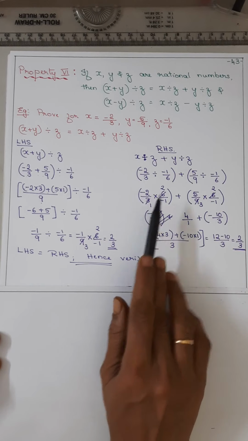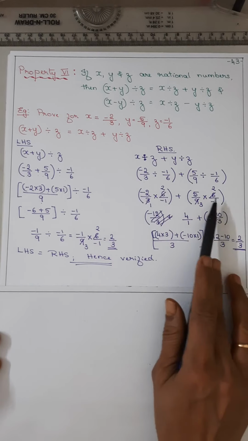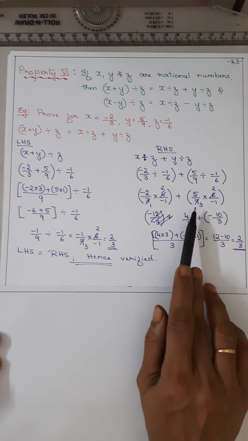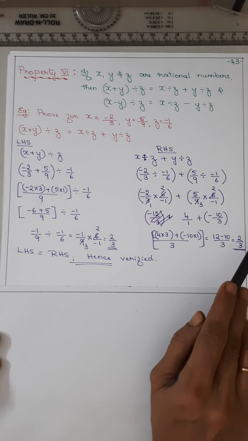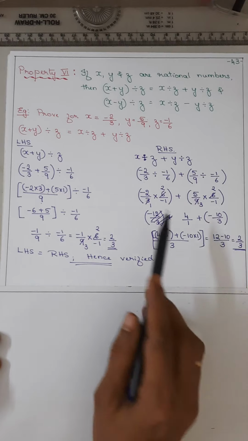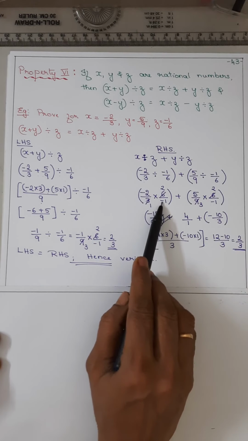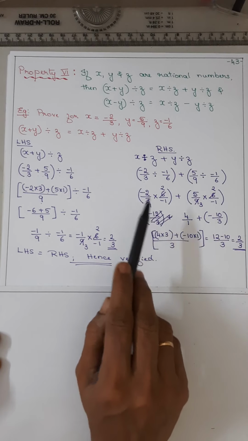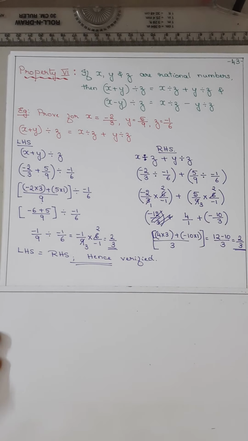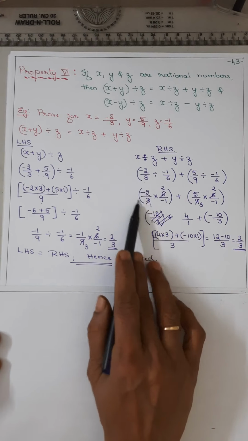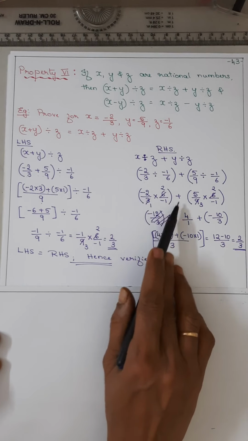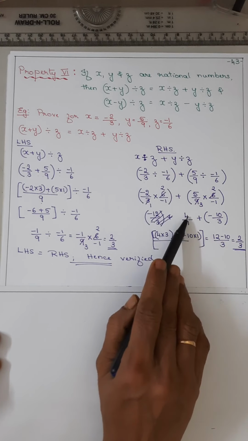Cancellation. 3 1s are 3, 3 2s are 6. Here 3 2s are 6, 3 3s are 9. Now write: minus minus plus. The sign rule for the whole rational number holds whether the negative sign is in the numerator or the denominator. So this rational number is minus, this rational number is minus, so it will become plus.